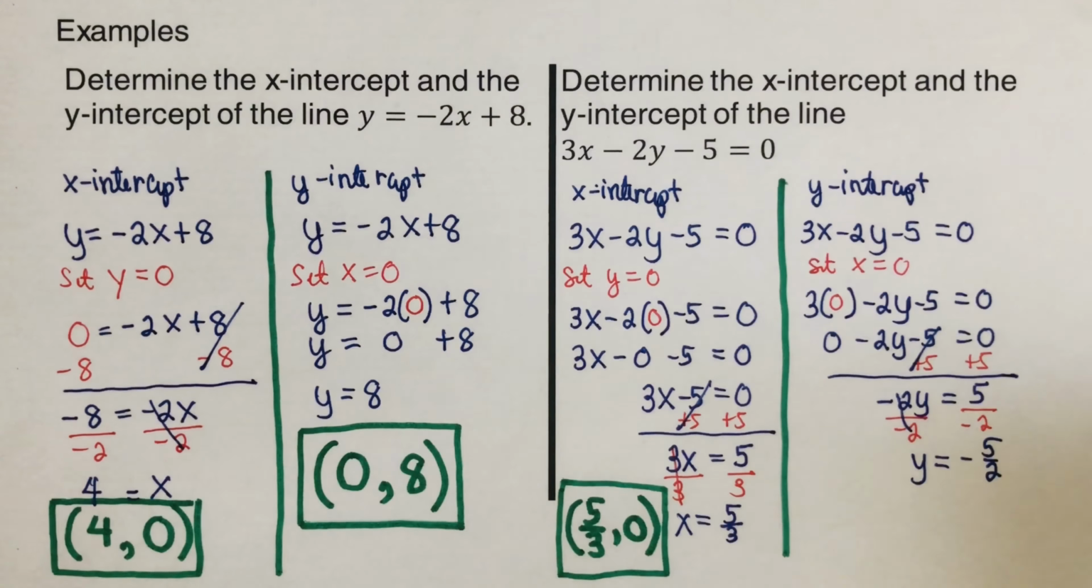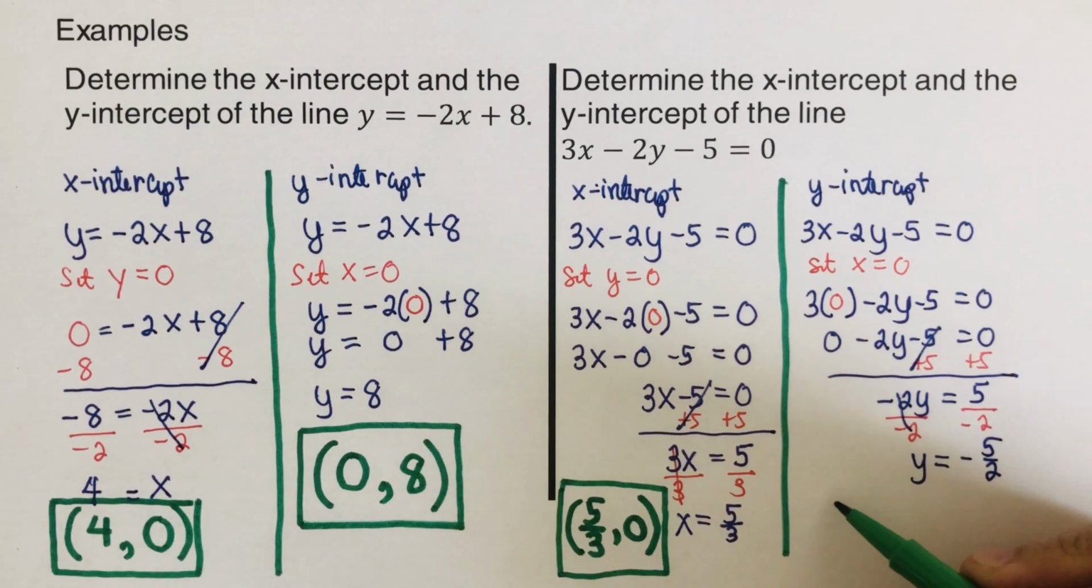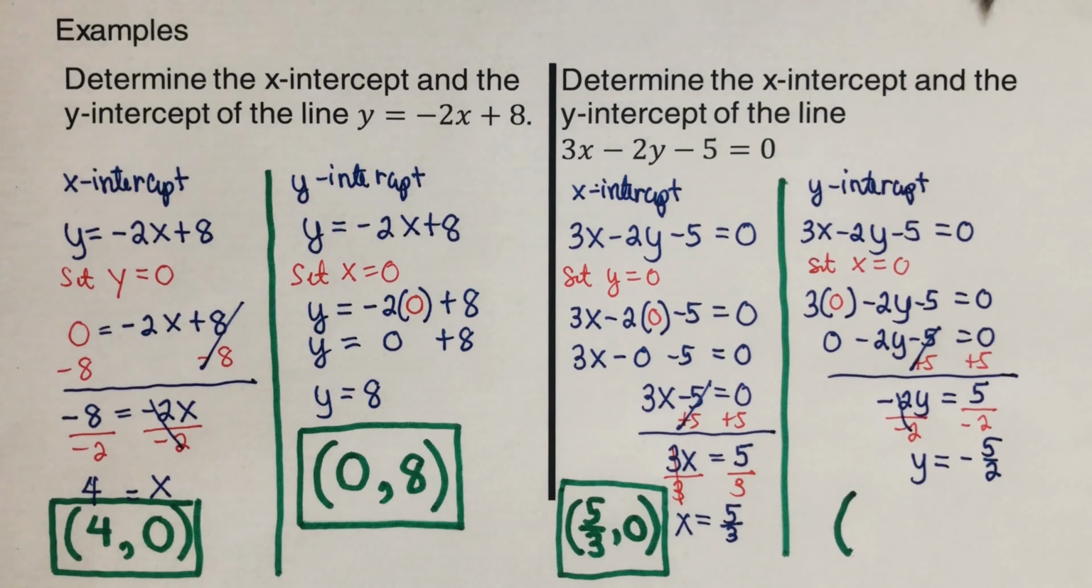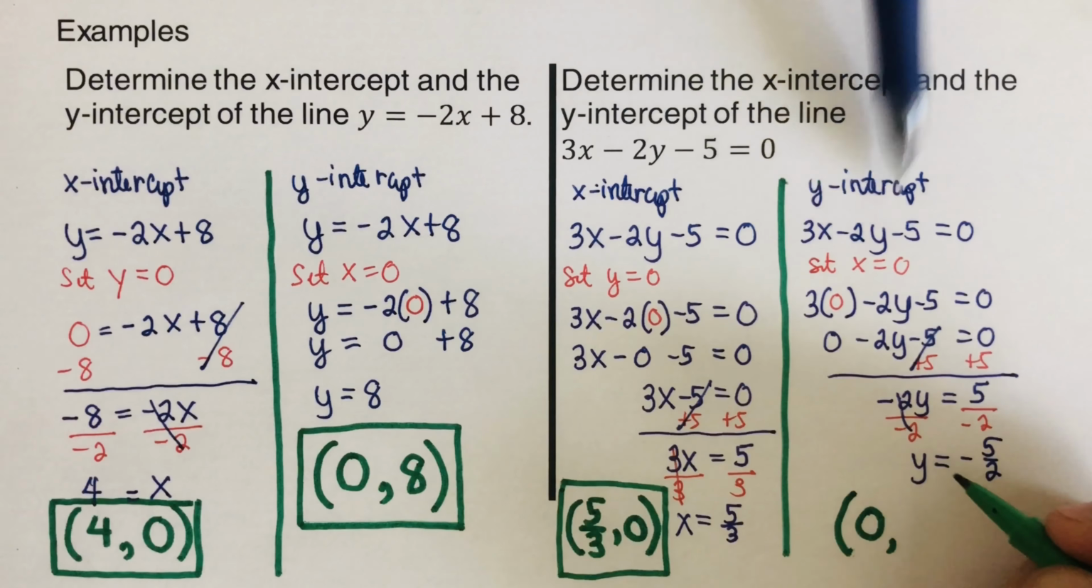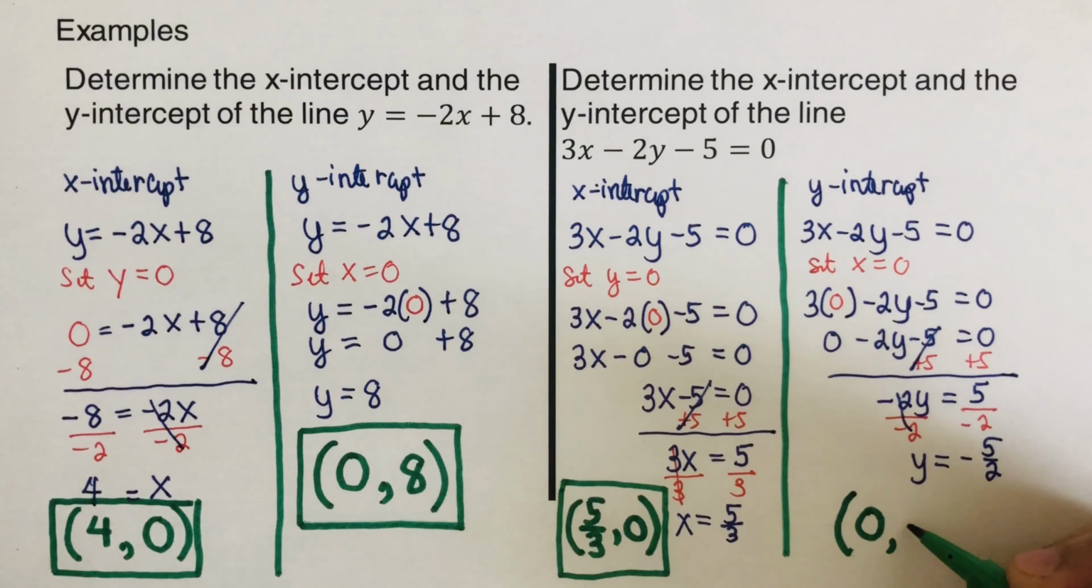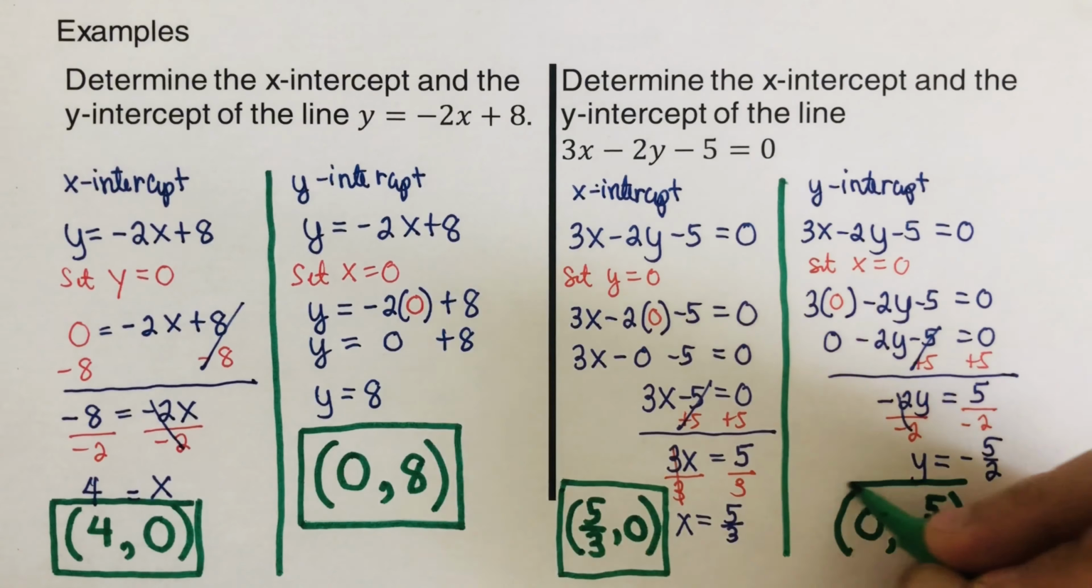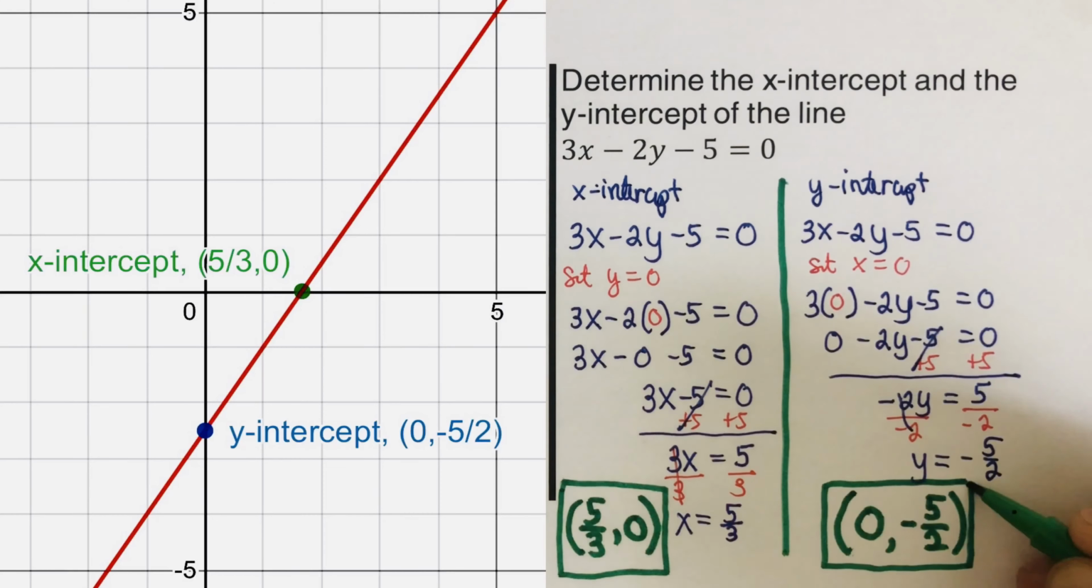So then we can go ahead and say that the coordinate for the y-intercept would be, we start by writing the x that we set up at the beginning, which is 0. So I'm going to write 0 over here. And then the y value that we solved here is negative 5/2. So this is our y-intercept.